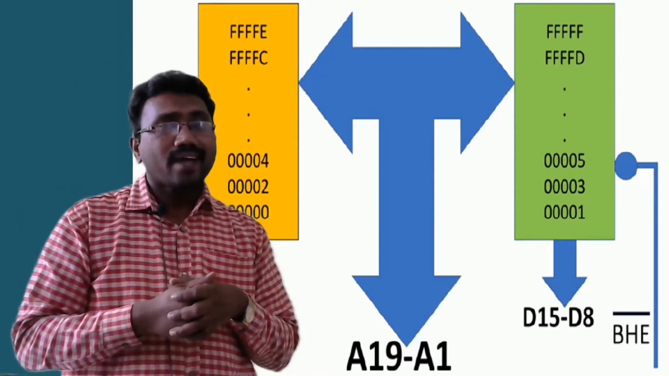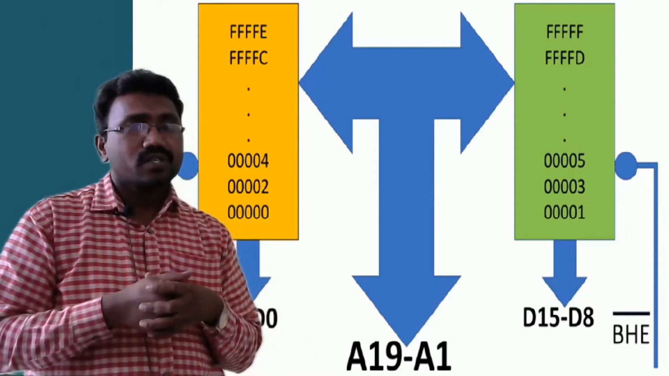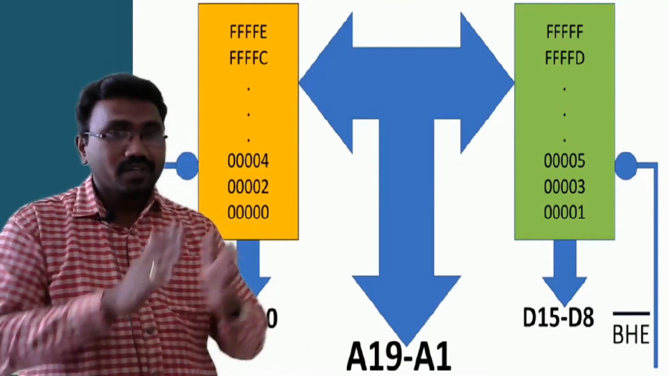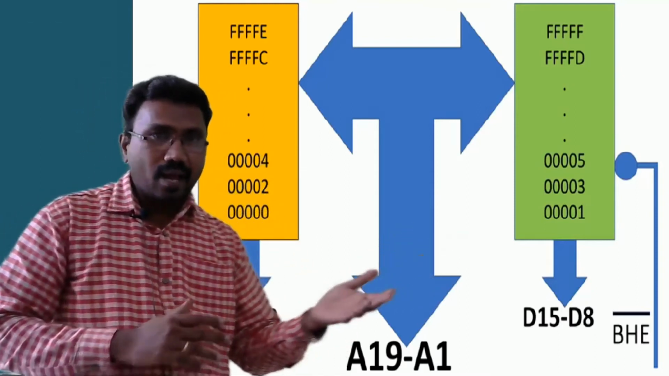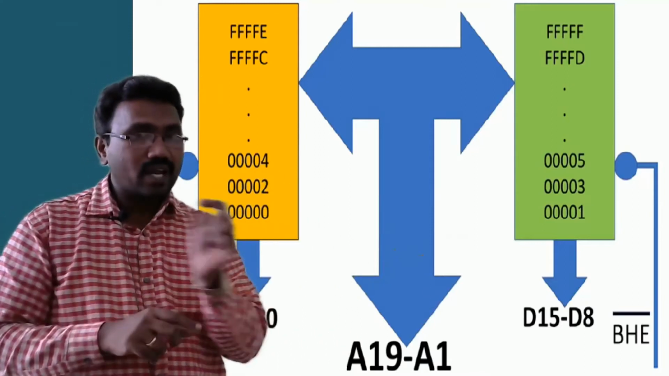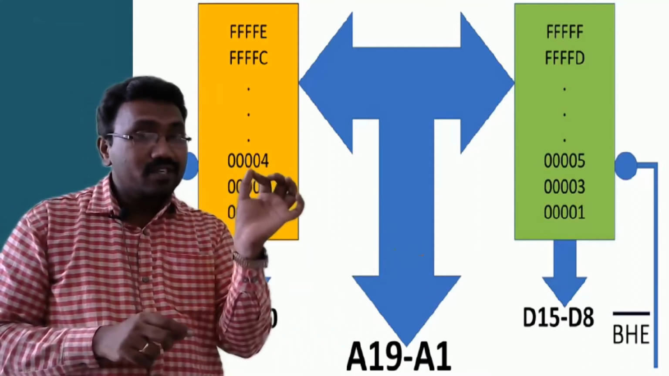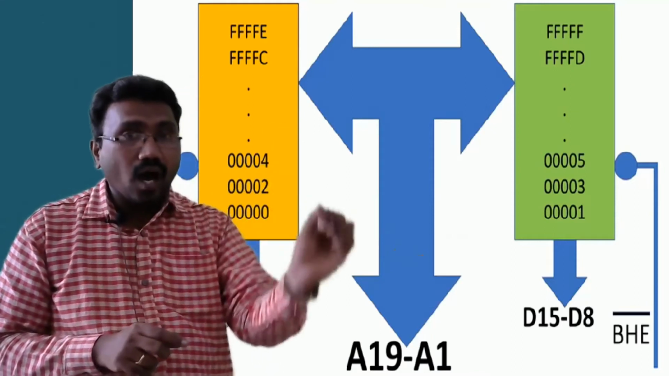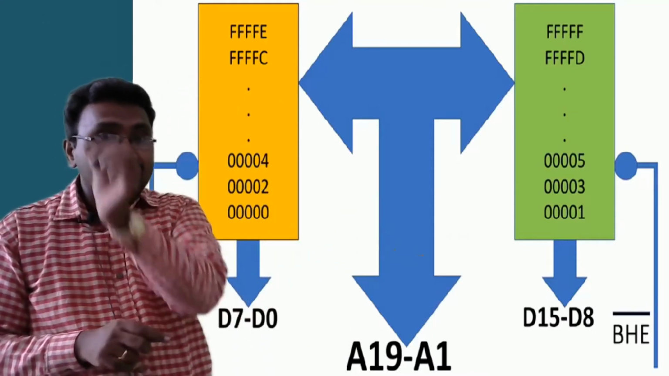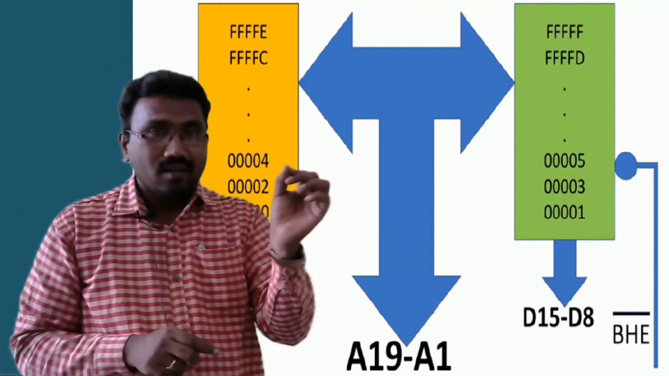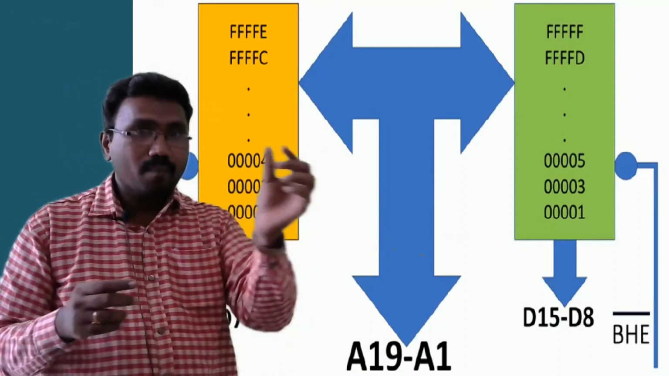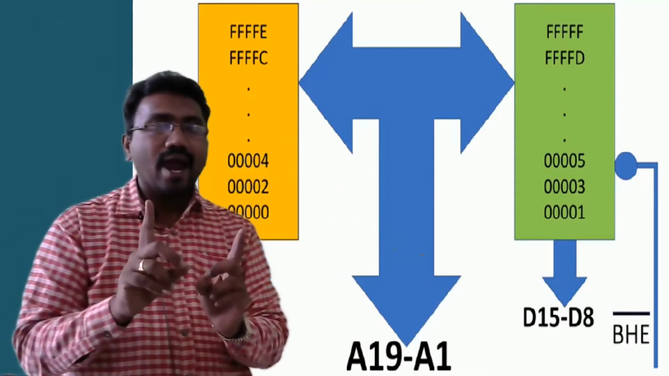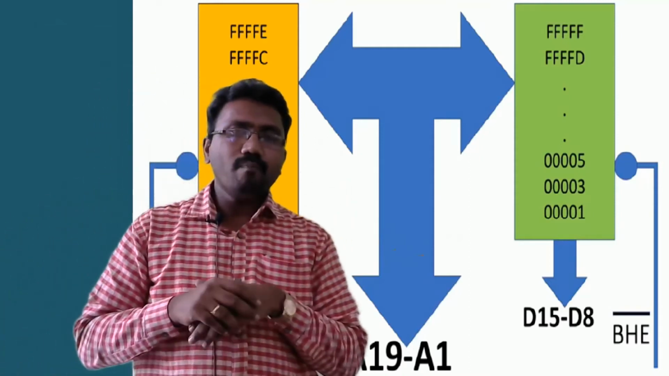So how many banks should be required in the latest processors? 8 banks, so 8 memory chips. If you see the RAM card, a total of 8 chips are available. That means 8 banks. Whenever the CPU tries to access 64-bit data, all 8 chips are accessed simultaneously: 1 byte from each bank, 8 into 8, so 64-bit data can be handled simultaneously. That is the need of banking.